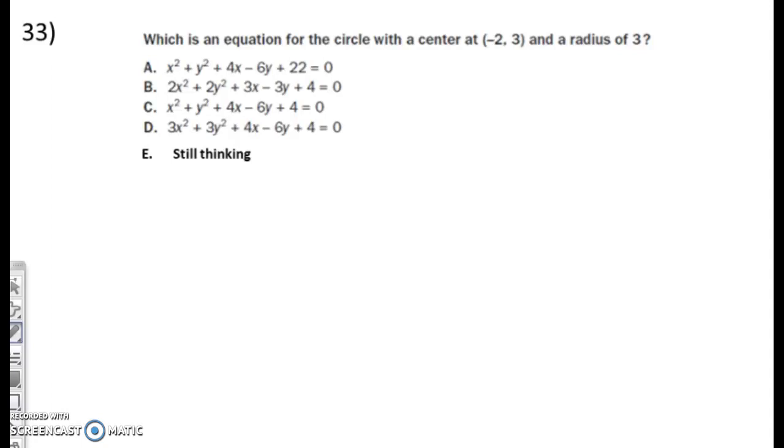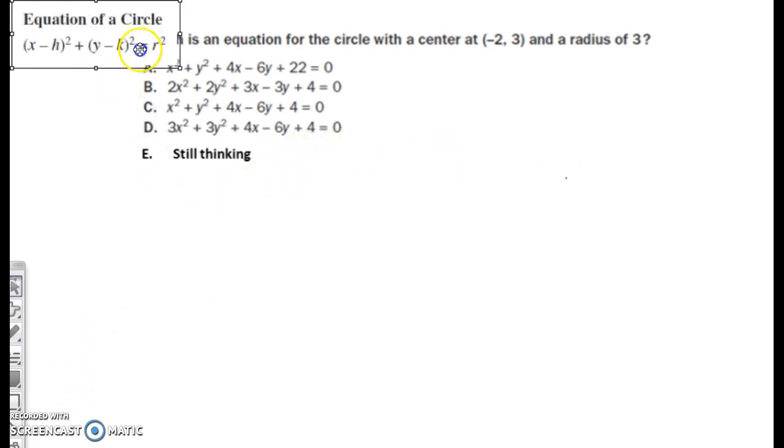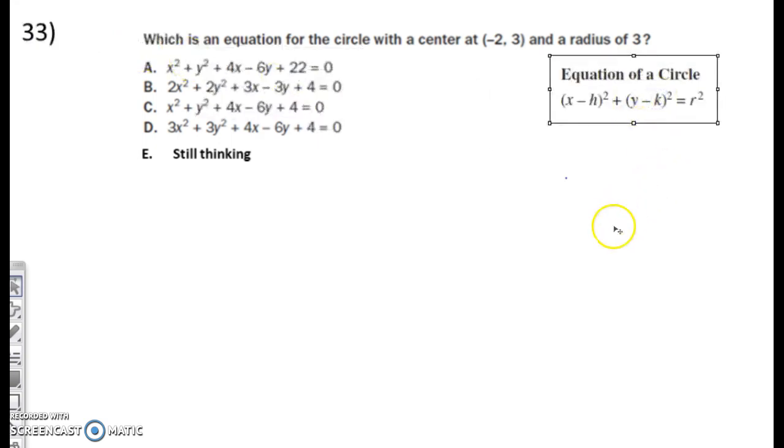Which is an equation for the circle with a center at -2, 3 and a radius of 3. Okay, so I want you to use the formula sheet often on every question if you can, and just look to see if anything on there is helpful. In this case, it does give us the equation of a circle, but it's written in a different form than what they've given us over here.